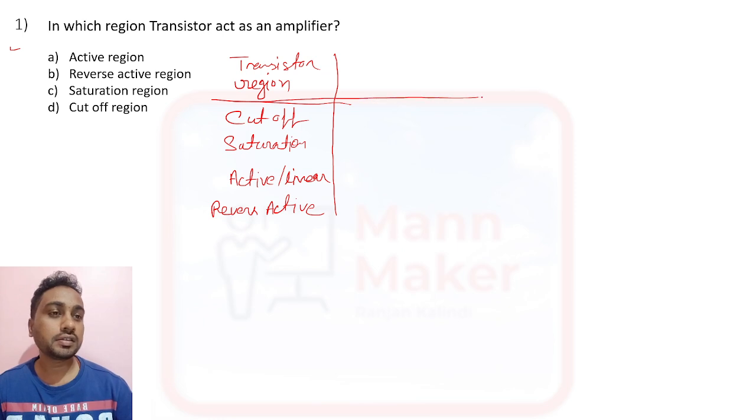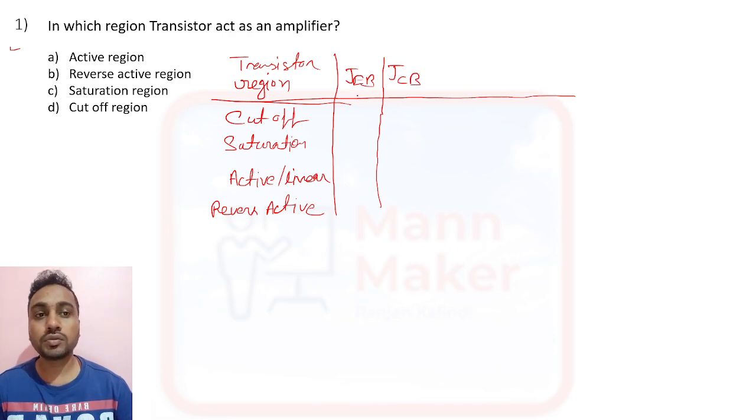And when do these regions work, in terms of biasing, like the emitter to base junction and the collector to base junction? If both are in reverse bias, then it will work in the cut-off region. When both are in forward bias, then the transistor will work in the saturation region. When the emitter to base junction is in forward bias and the collector to base junction is in reverse bias, then the transistor will work in the active region.